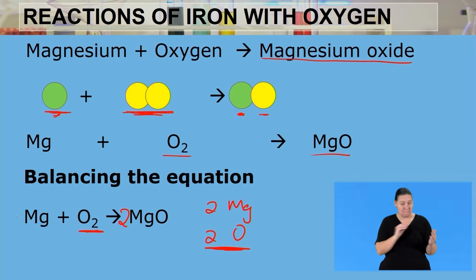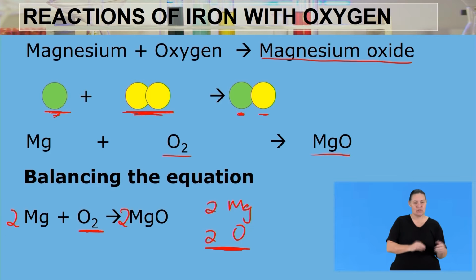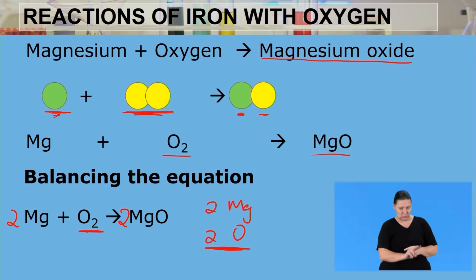So if I put in another coefficient 2 there, that means on the left-hand side I have 2 magnesiums and 2 oxygen atoms, and the compound that I'm going to have as my product will have 2 in front, meaning that I'm going to have 2 molecules of magnesium oxide. Now let's see if we can really draw that in a picture.